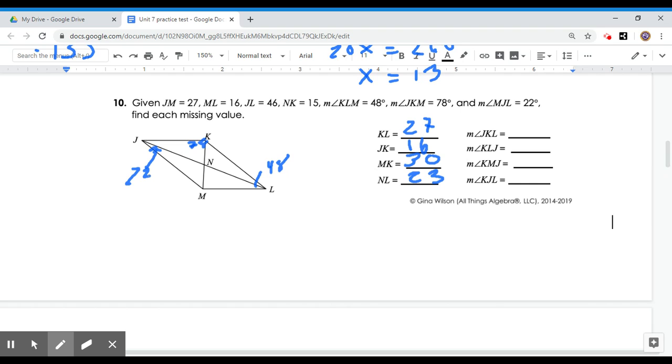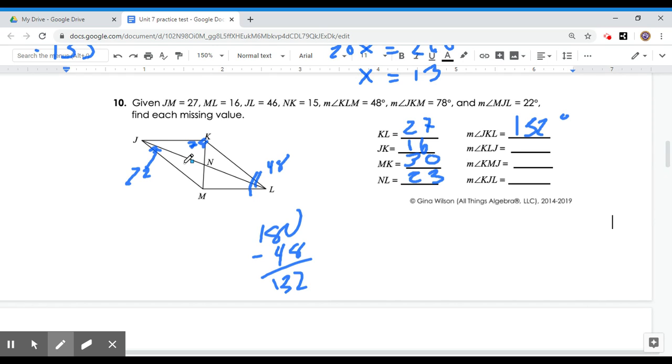Find each missing value. All right, so we need to find JKL. So this whole thing is 48. JKL and 48 are supplementary. It's because this and this are supplementary. So for JKL, we need to do 180 minus 48, which gets us 132. So that means JKL is 132 degrees.